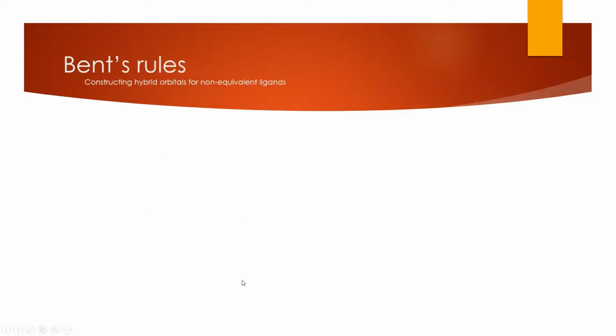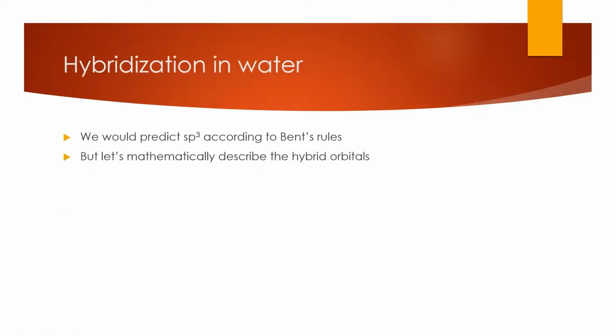How much character do they have? Well, we can look into that. So naively, we would predict, using those first set of Bent's rules, that water is sp3 hybridized. But if we actually describe the hybrid orbitals, we find that that's not the case. So I'll mention here that our hybridization model is not capable of predicting the bond angle. There's no reason why water would have a bond angle of 104.5. But if we go into the hybridization model knowing that water has a bond angle of 104.5, we can construct hybrid orbitals for it. So how do we do that?